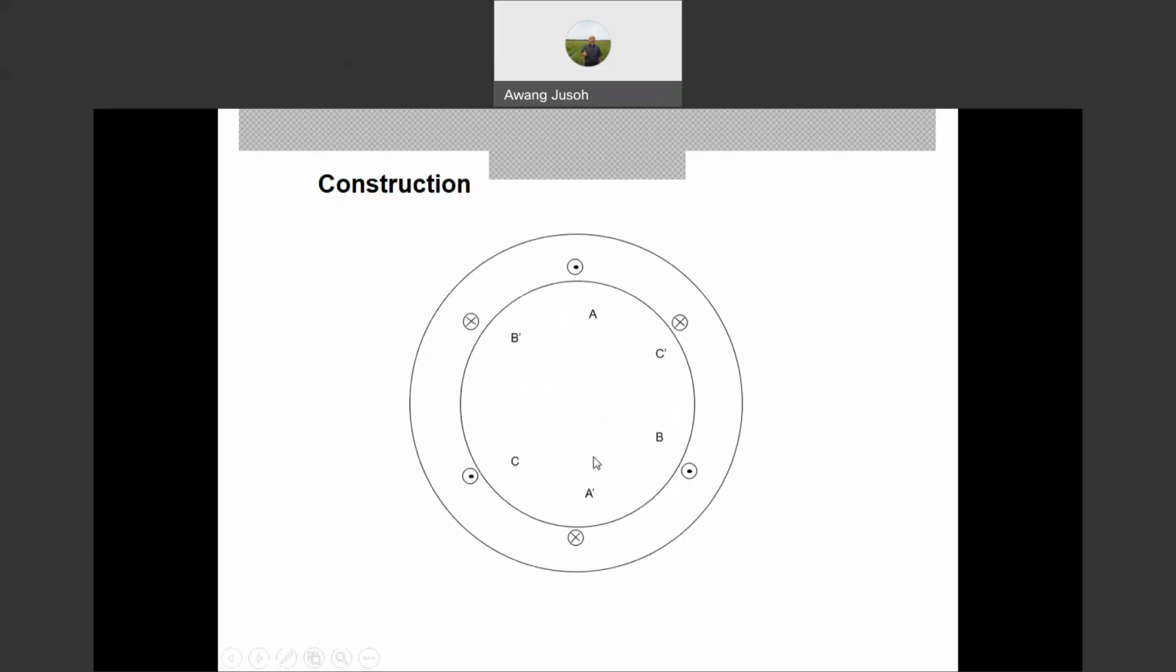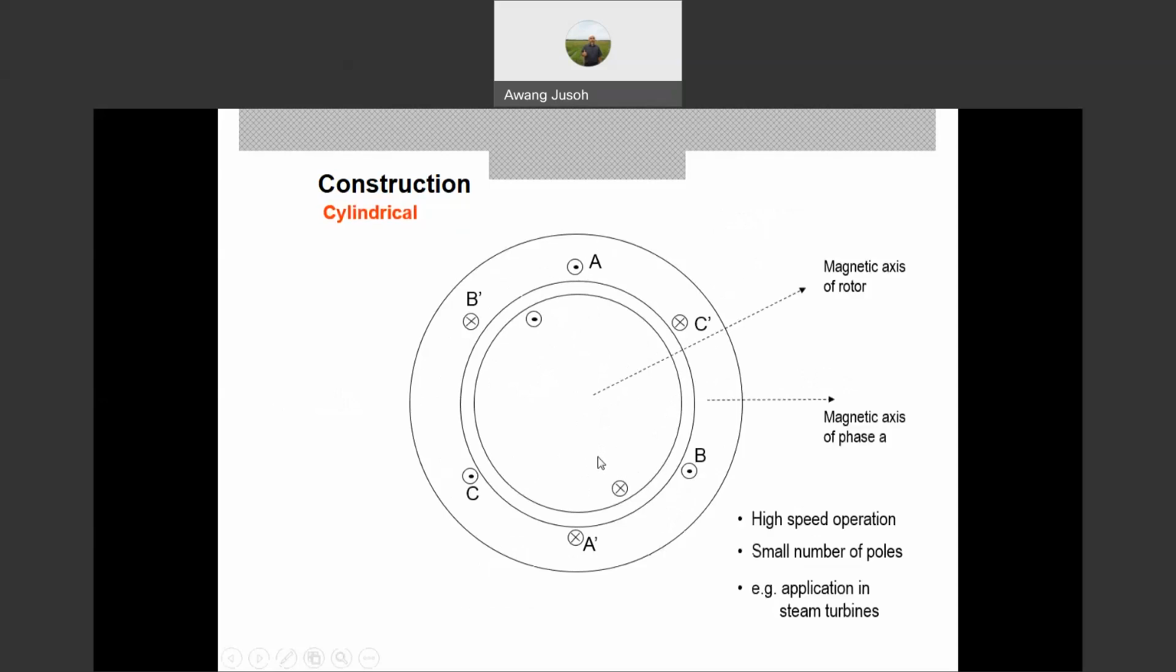The second construction is the cylindrical kind of machine. In this cylindrical machine, we have a similar stator winding as before, but the rotor looks like a cylindrical part. It does not have any pole, it does not have any salient pole, but it is like a cylinder, a cylindrical form.